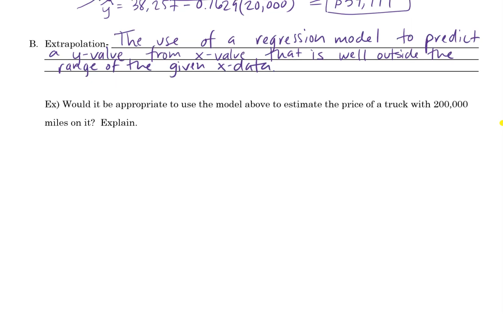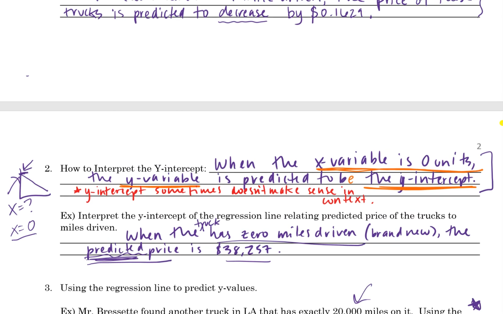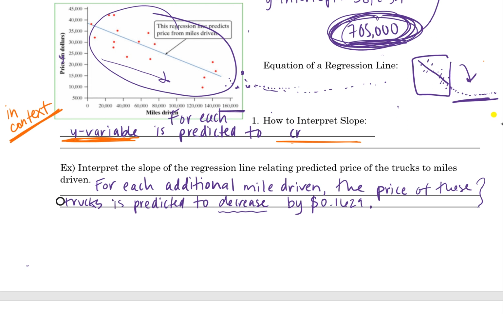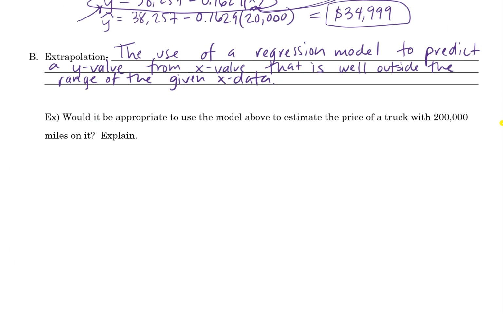So let's write that and then we are done. Would it be appropriate to use the model above to estimate the price of a truck with 200,000 miles on it? Remember, 160 is where this stops. Is 200,000 miles okay? I'm going to argue no. 200,000 miles would be way over here. That's far away from the rest of the data. So here's the answer they're looking for. And by the way, you can pretty much copy and paste it because this is the same every time.